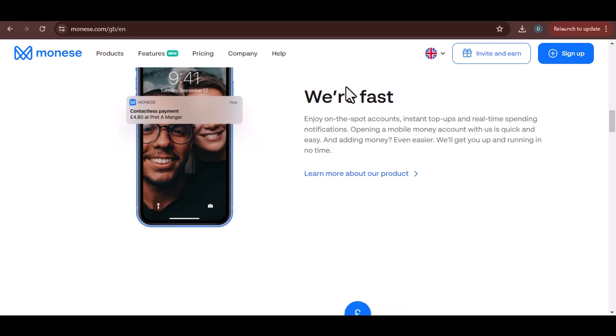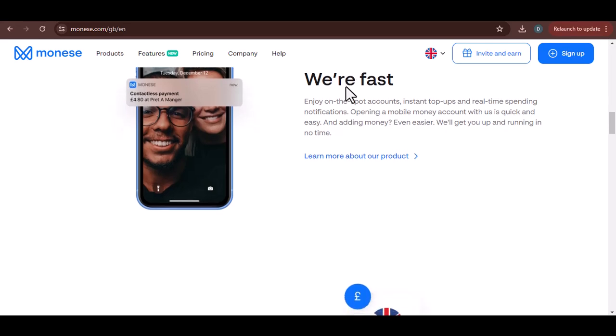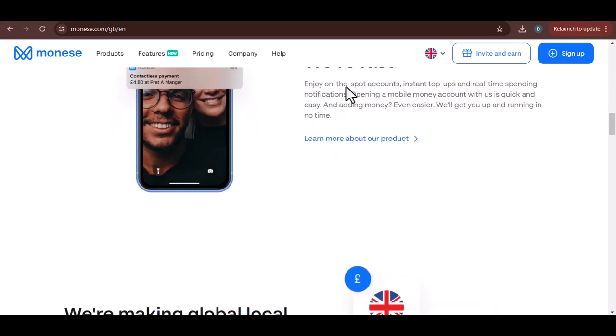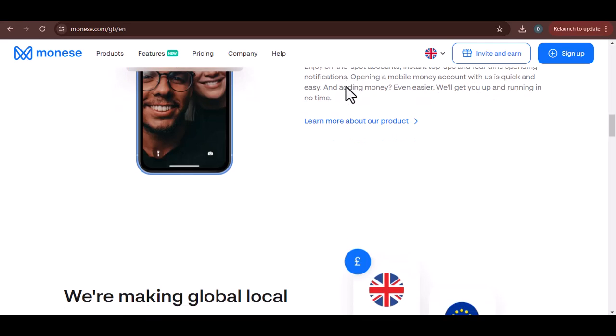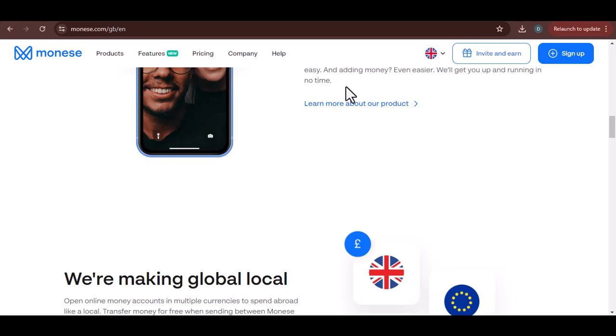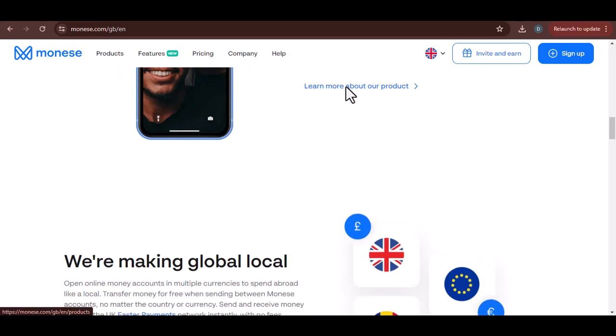There's a catch. Remember when I said Monese is a digital bank without physical branches? Well, that means there might be variations in the SWIFT code depending on where you are and what kind of transaction you're doing. Different strokes for different folks.